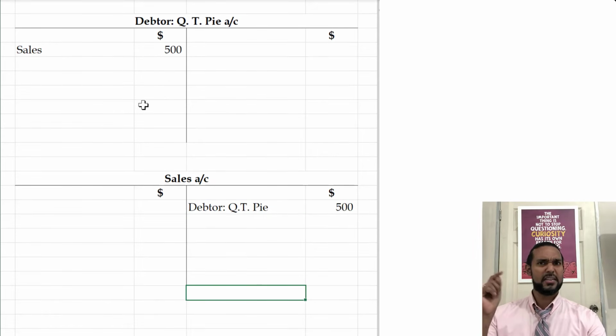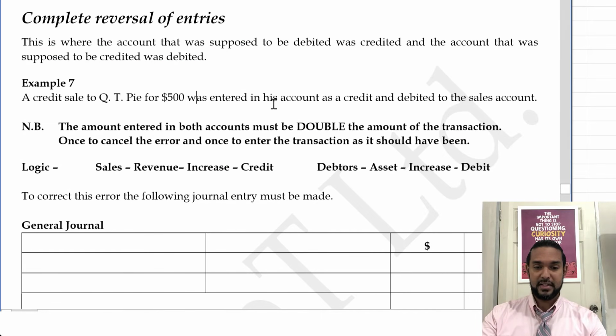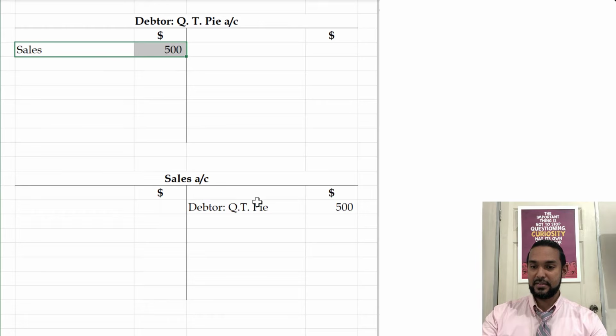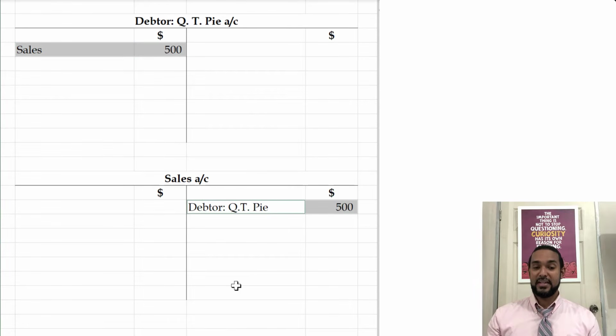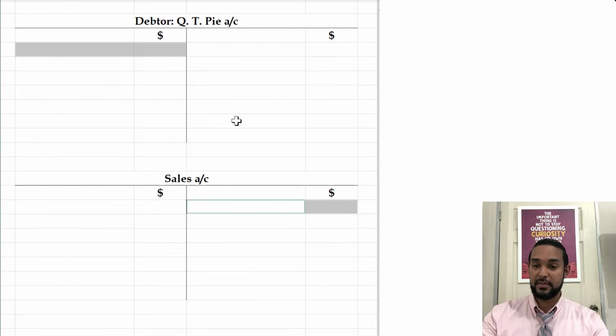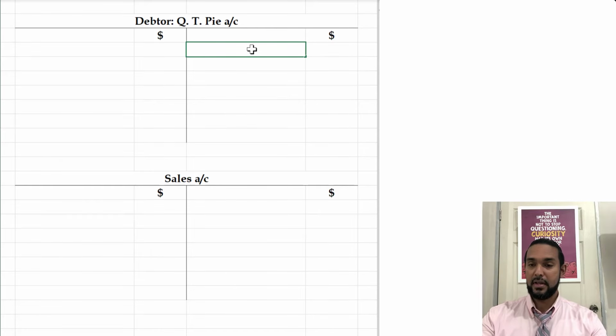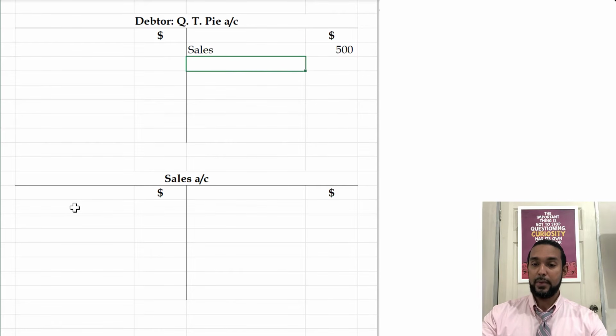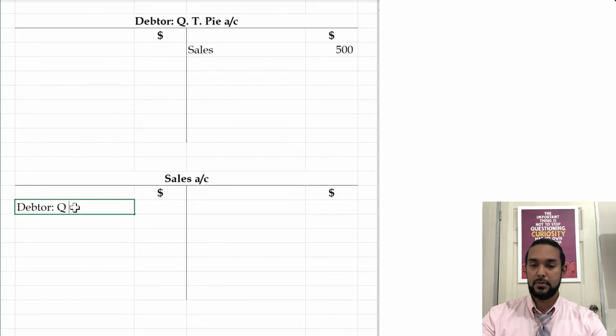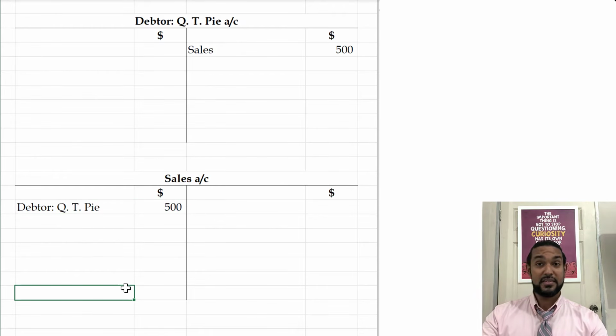But guess what? Let's go back to the question and see what it said. It said it was entered in his account as a credit and debited to sales. So it means that these didn't happen. It was entered in his account as a credit, so we went here and put 500, and it was debited to sales. So debtor QT Pi credit 500. This is definitely not what was supposed to have happened.